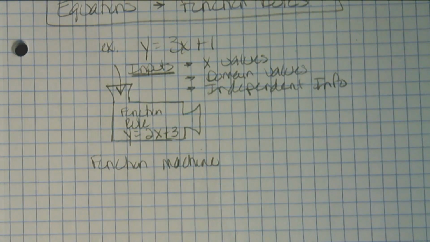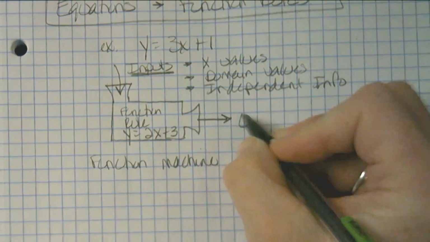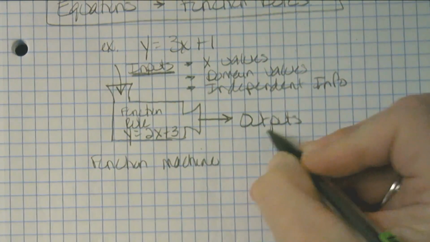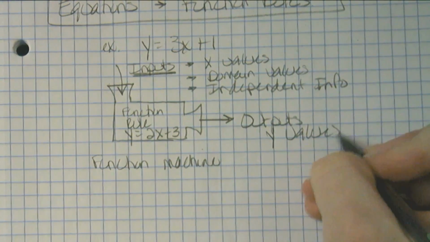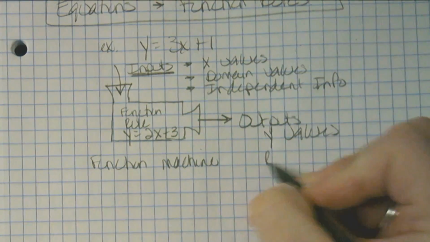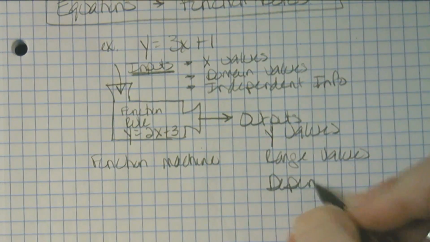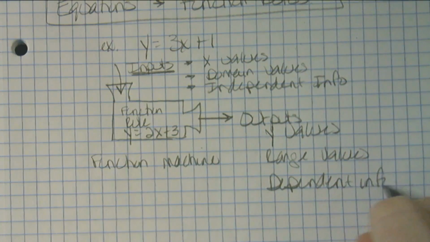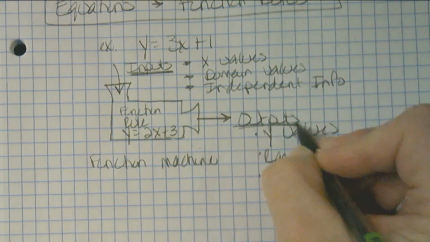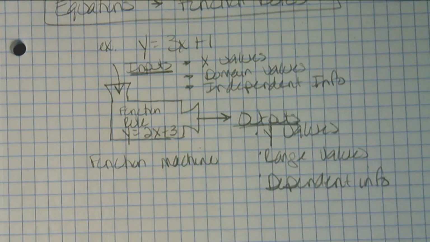They're called inputs, because we're going to put x values into our function rule, and we're going to get out our outputs. And those are our y values, or our range values, or our dependent info. So we put in values into our domain, or our inputs. We have outputs, which are our y values. What do we get when we put x in?